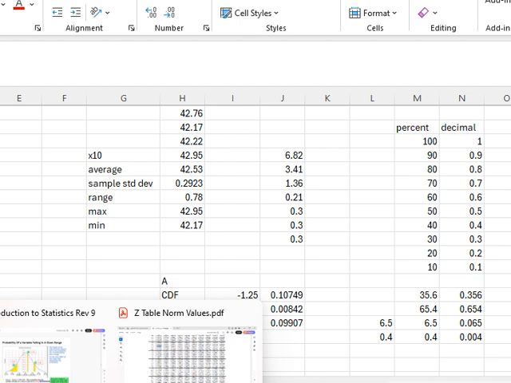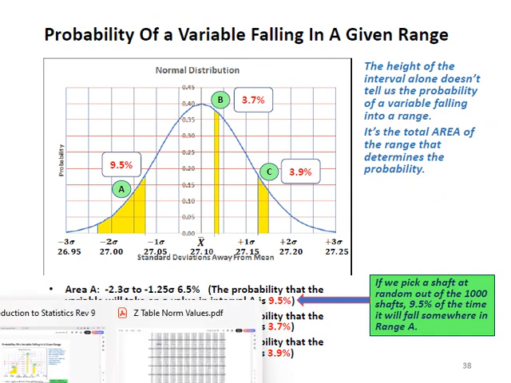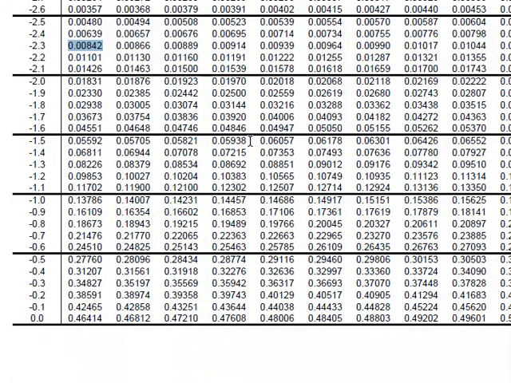Which is a little bit contrary to this, which is written as 9.5. So it also depends on which table. This one I got off the internet, I downloaded it. So it also depends on which table you're using.